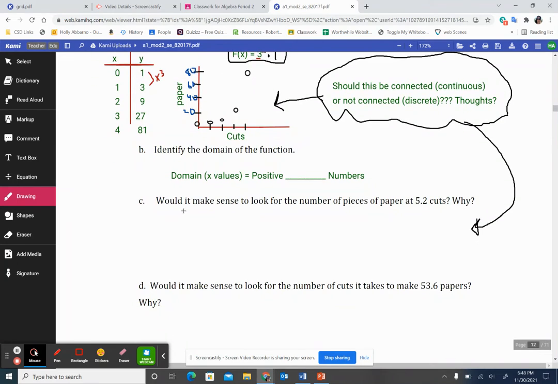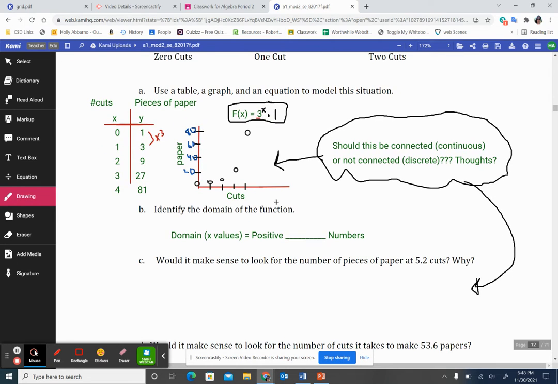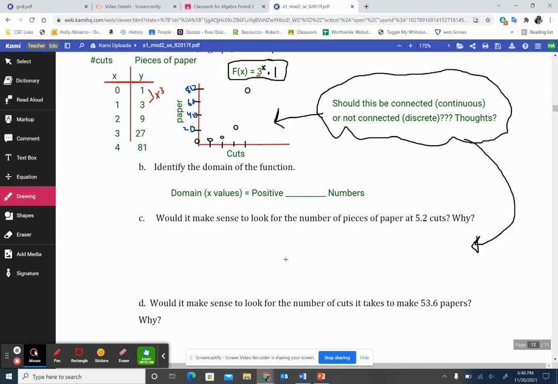And then go ahead and talk about part C. Would it make sense to look for a number of paper cuts of 5.2 cuts? Would it make sense to look for a number of cuts that makes 53.6 papers? And why? So I want you to go ahead and just turn and talk to your partner about this section right here. There is no real wrong or right answer. It's kind of in your perspective. And I'll go ahead and pause the video and let you talk about that.